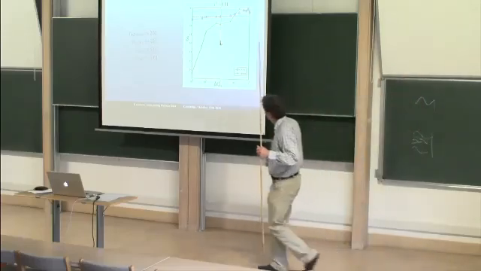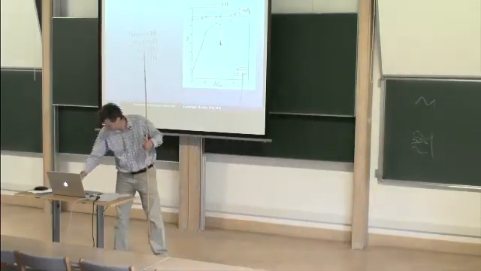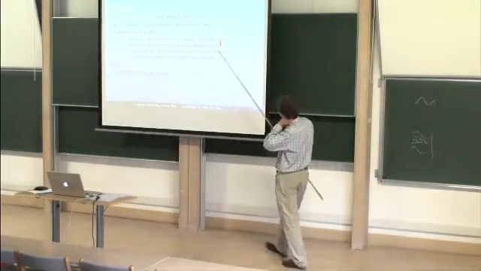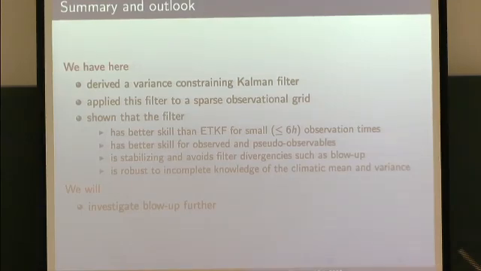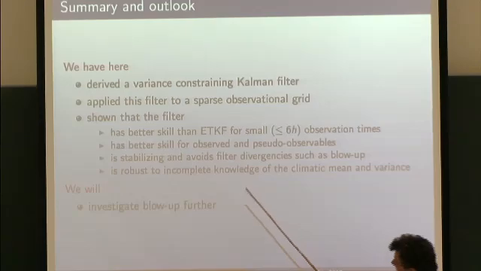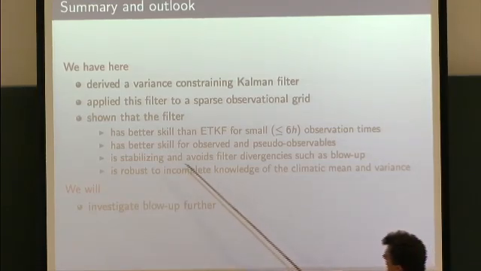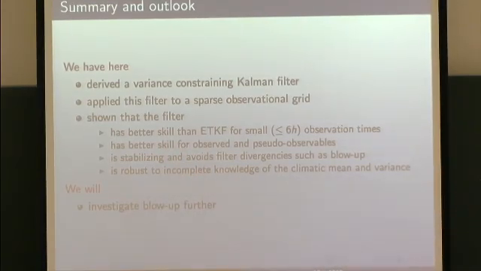And maybe it is interesting to do longer simulations. So what have we done? We've derived the variance constraining Kalman filter, and we applied it to a sparse observational grid. This was a Lorentz system, and we also applied it to a slow-fast system. We've shown that the filter has better skill than ETKF for small observation times, roughly less than 6 hours if we use Lorentz's time scaling. It has better skill for both the observed and the pseudo-observables. It is stabilizing and can control filter divergences.